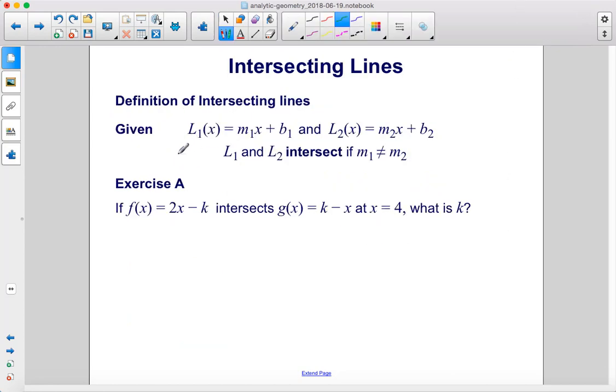Definition of intersecting lines. L1(x) = m1x + b1 and L2(x) = m2x + b2. L1 and L2 intersect if m1 does not equal m2.